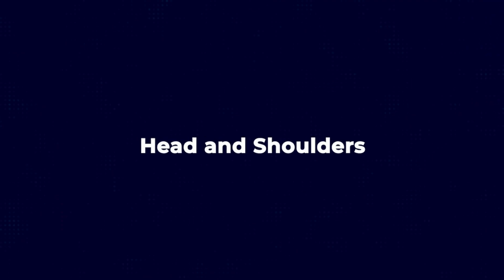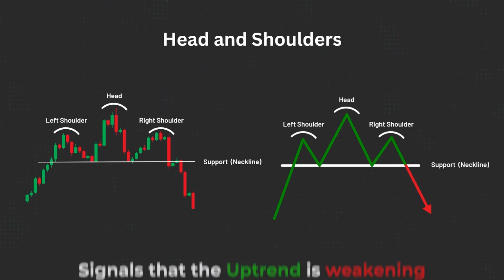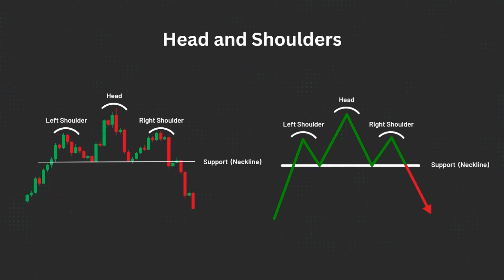The head and shoulders pattern is a bearish reversal pattern that forms after an uptrend. It consists of 3 peaks. The middle peak, known as the head, is the highest, and the 2 smaller peaks known as shoulders on each side. This pattern signals that the uptrend is weakening, and sellers are starting to gain control. The neckline, which connects the lows of the 2 shoulders, is the key level to watch.